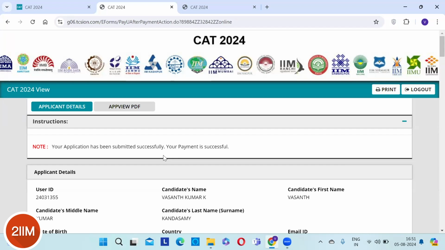And last but not the least, please go through the registration guide once. If you go through the registration guide once, that will actually help a lot.